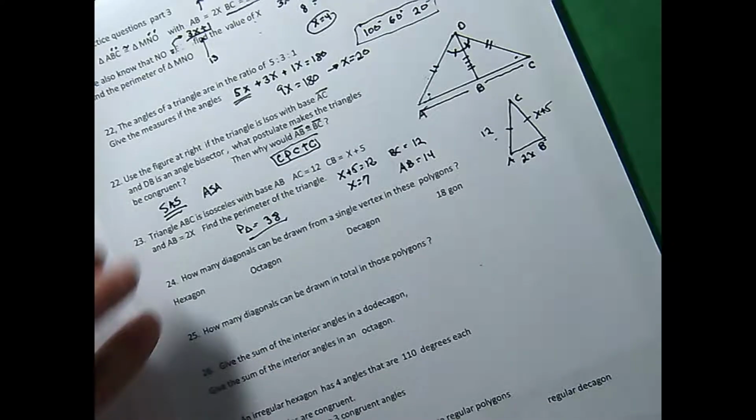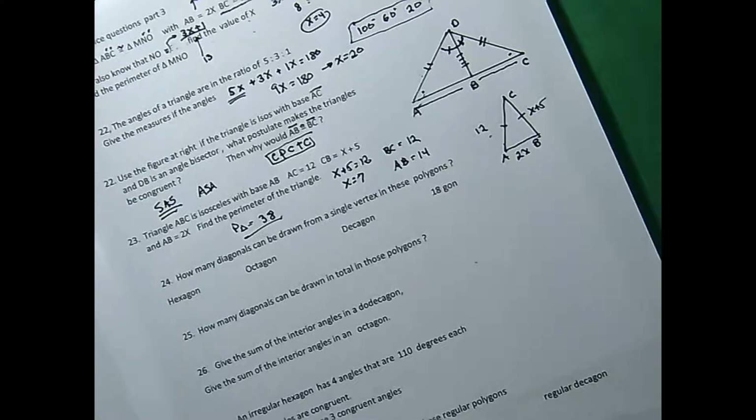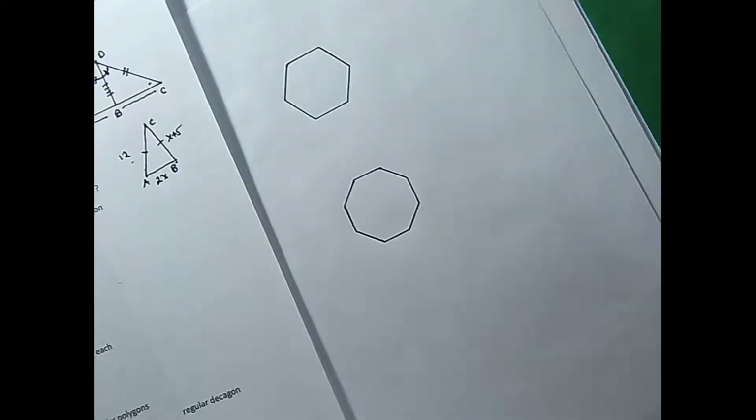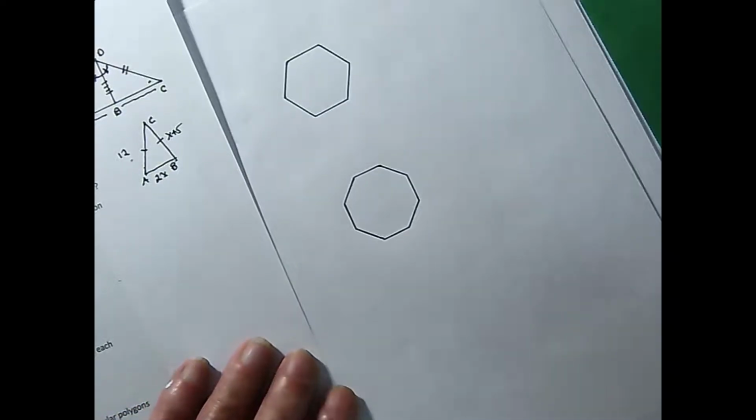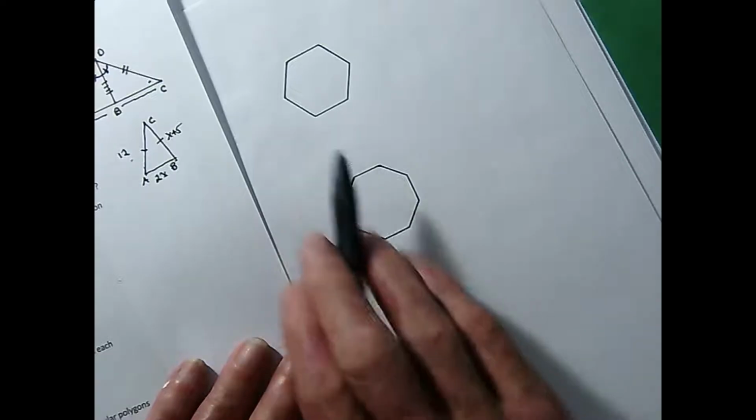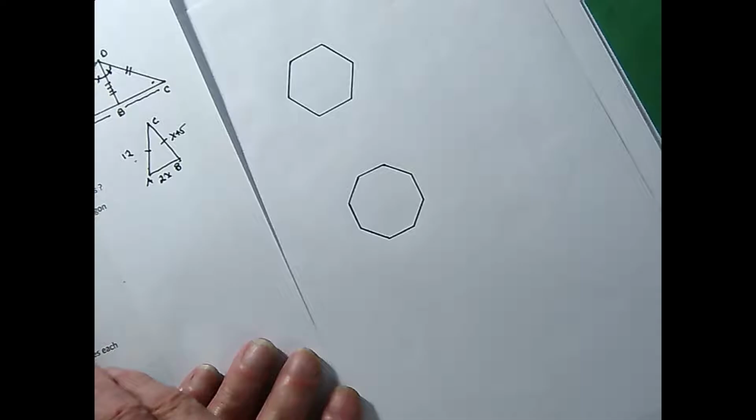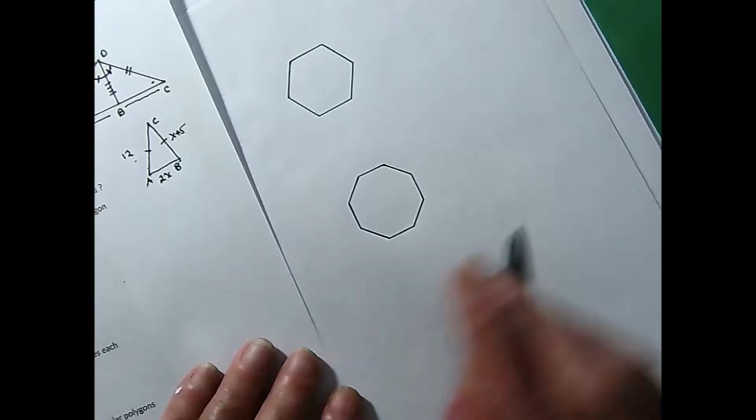How many diagonals can be drawn from a single vertex of these polygons? Let me get a good look at that. I'm asked, how many diagonals can be drawn from a single vertex of these polygons? I'm going to look at a hexagon and an octagon. Then I think I'll be able to generalize to the decagon or the 18-gon.